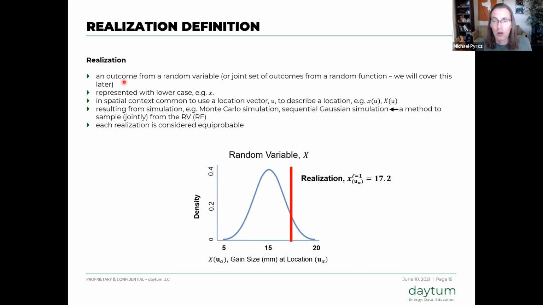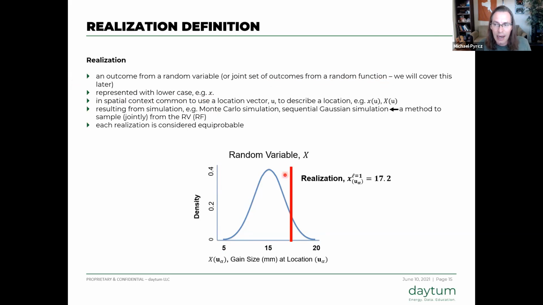Now we take the random variable concept and we just show this explicitly. A realization is an outcome from a random variable. Now, if you have a joint set of random variables that have correlation between them, like we do in the subsurface in a model, all the cells in the geocellular model, that would be a random function, and we'll make some comments about that. It's represented as a lowercase x.